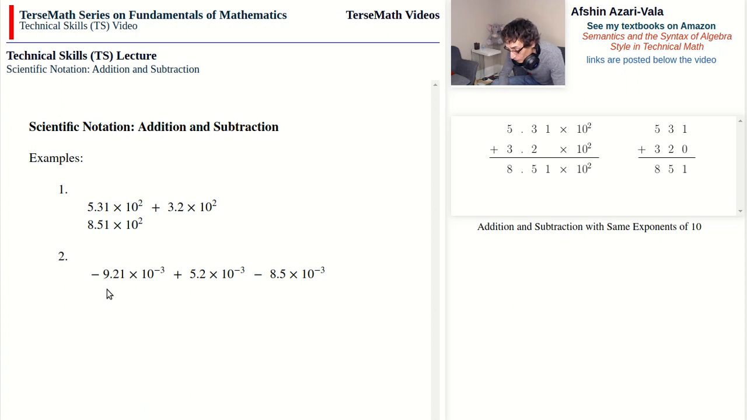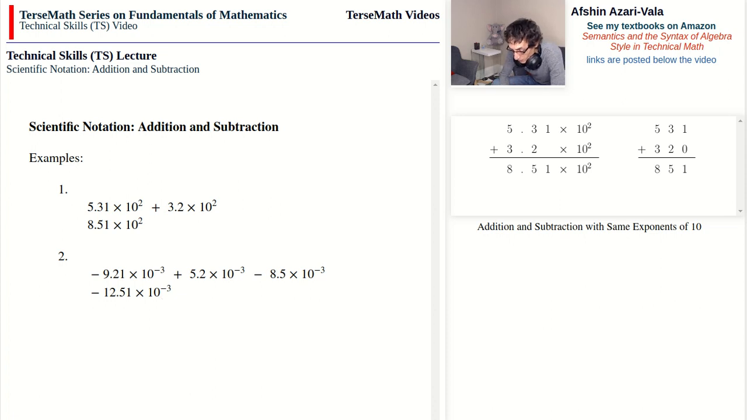So basically what we do is negative 9.21 plus 5.2 minus 8.5, write that down, and then add on times 10 to the power of negative 3. And if you work out negative 9.21 plus 5.2 minus 8.5, you'll end up with negative 12.51. And then we add on times 10 to the power of negative 3 to the end of that.